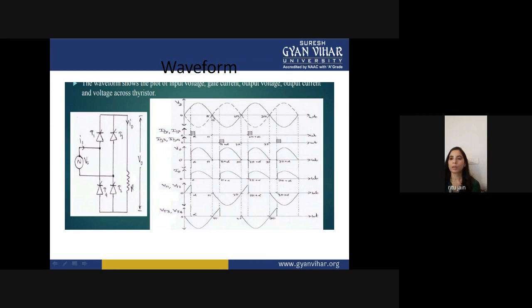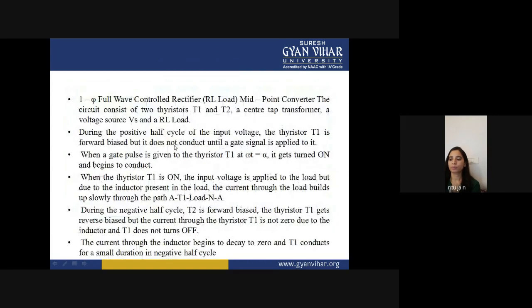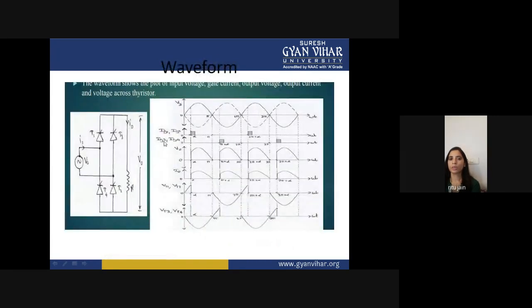Now you can see from pi to 2 pi, we are applying the gate pulse to the T3 and T4 SCRs, and we are applying the gate pulse over here. Now, in this case, you are getting this output voltage, which is between pi plus alpha and 2 pi.